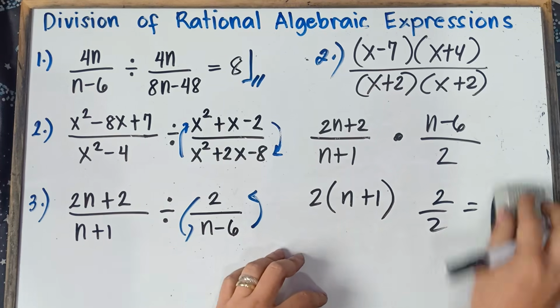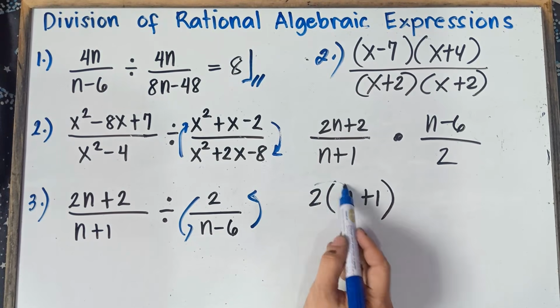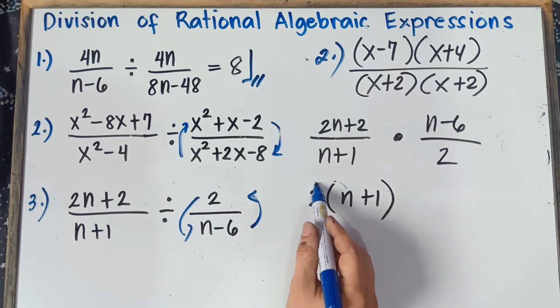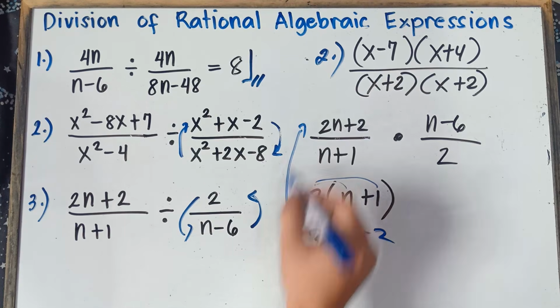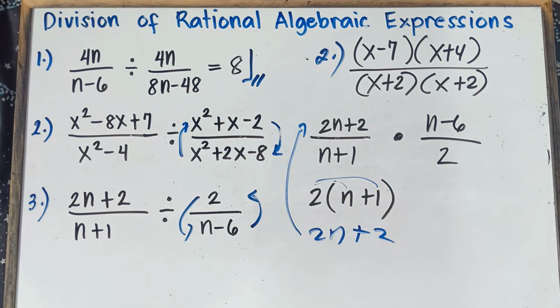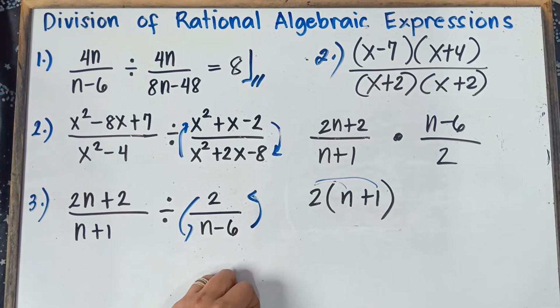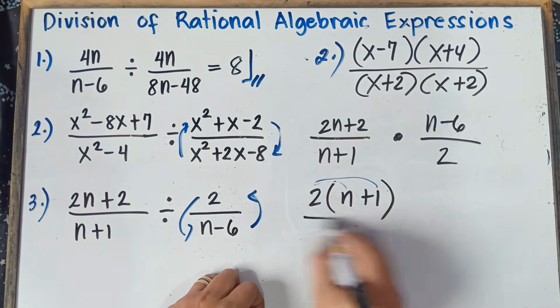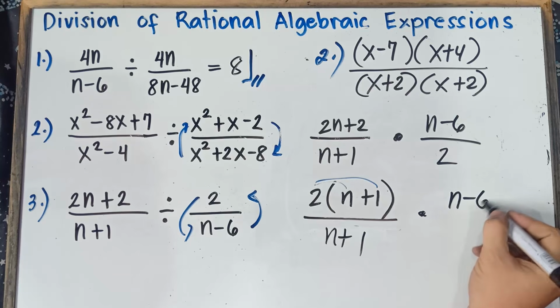Once again, class, you can always double check your answer by the distributive property. So distribute this one: 2 times n, that would be 2n, and 2 times positive 1, that would be positive 2. Do we have the same answer? Yup, we have the same answer. So therefore, we factored it out correctly. Alright, and then copy the denominator, n plus 1 multiplied by n minus 6 over 2.